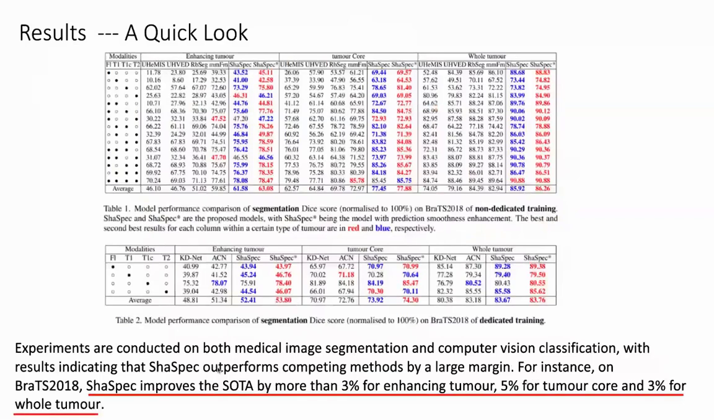On the BraTS dataset, the shared specific model improved the SOTA by more than 3% for ET, 5% for TC, and 3% for WT. I'll give a detailed introduction about the paper later.